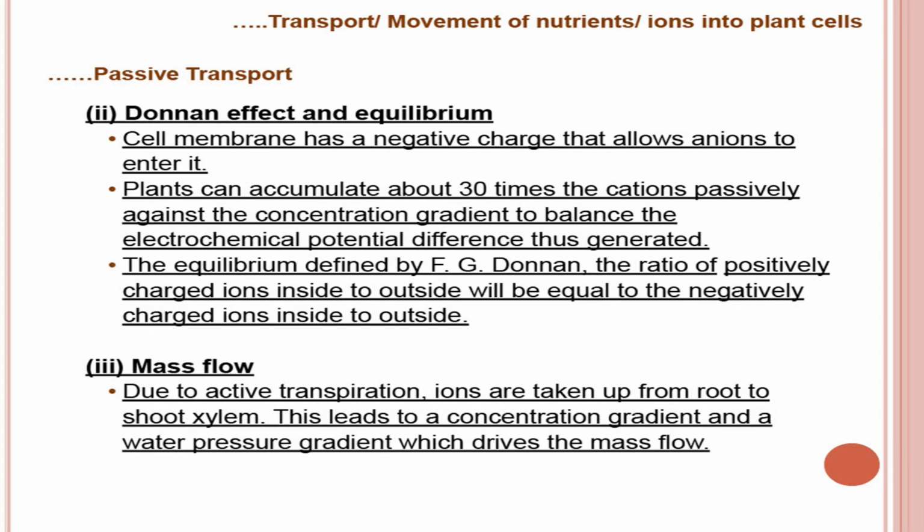The third mechanism of passive transport is mass flow. Due to active transpiration, ions are taken up from root to shoot xylem. This leads to a concentration gradient and water pressure gradient which drives the mass flow.